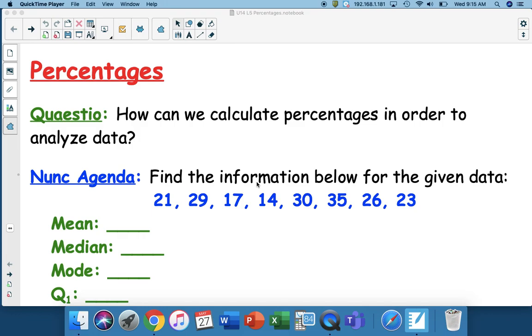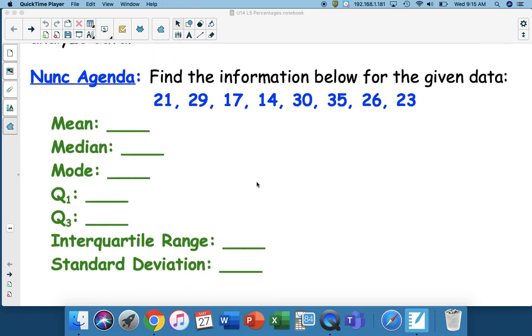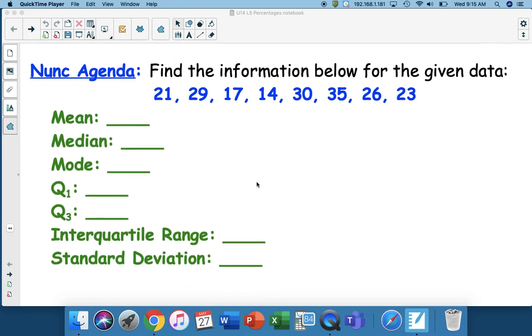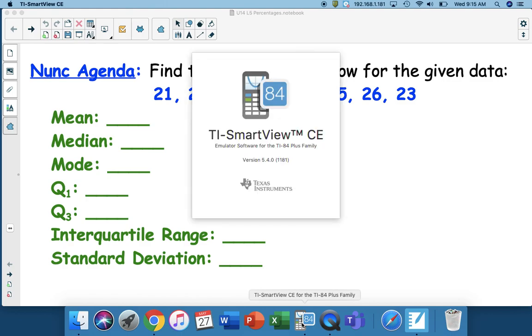So our last lesson is percentages. How do we calculate percentages in order to analyze data? So first, we're gonna start with our information down below. I know you guys know how to find this because I literally taught you this last week, so you guys will be fine. Go in your calculator. Let's get to work. You guys should pause right now so you guys can do the work. I will do it once you unpause.